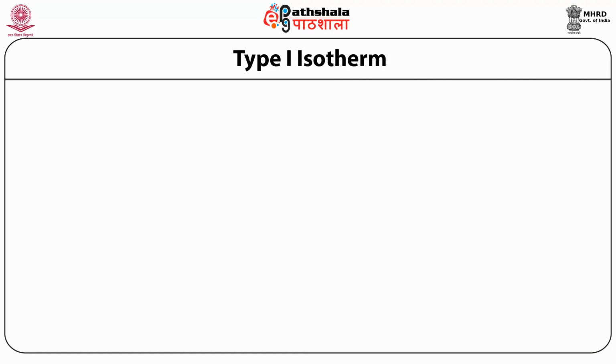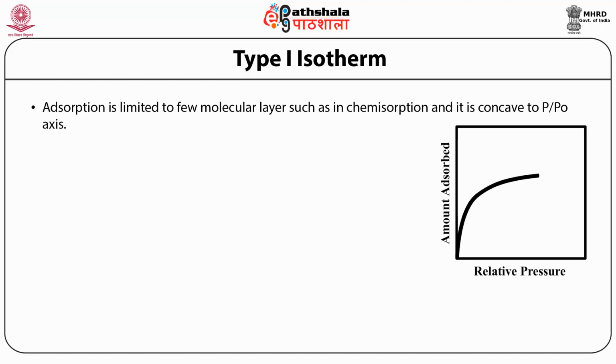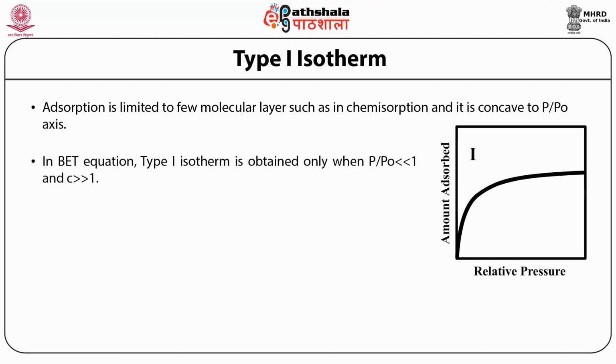So, type 1 isotherms. Type 1 isotherms are obtained when adsorption is limited to a few molecular layers, such as in the case of chemisorption, and as we can see from the graph, it is concave to the P/P0 axis. There is one more condition for this type of isotherm, that is, they are obtained only when P/P0 is much less than 1 and C is much greater than 1.